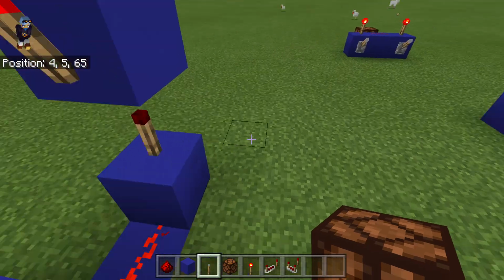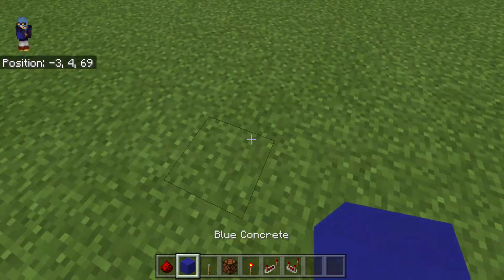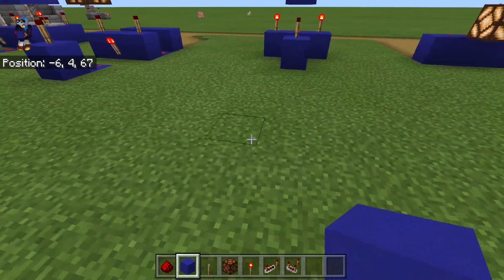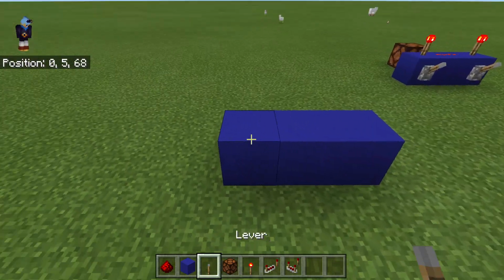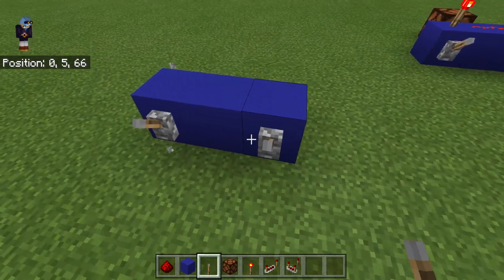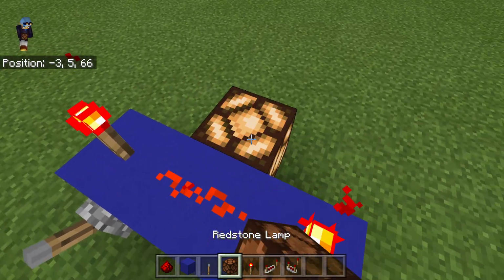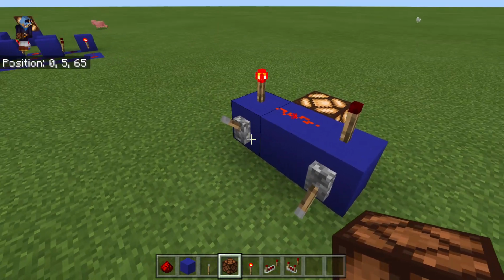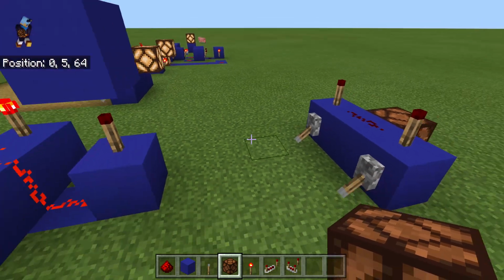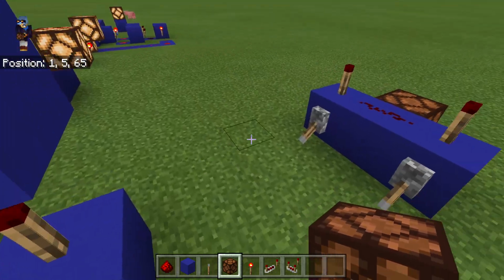Next we have the NAND gate, which is fairly simple. You just need, I built a more complex version of it. Don't be intimidated by it, literally. There it is. It'll only be off when both inputs are off.